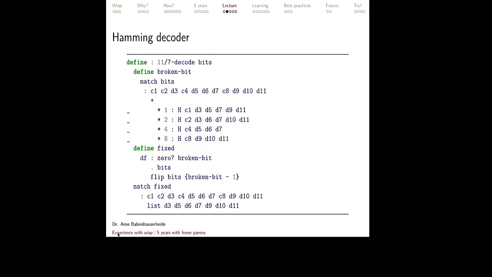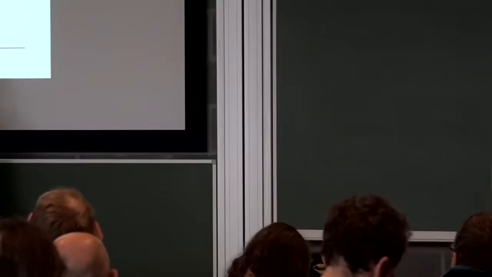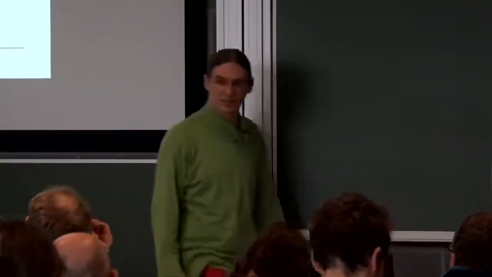It takes the bits here. The C bits are check bits, the D bits are data bits, and then it just calculates the modulo 2 sum of the first check bit and the associated data bits, multiplies it with 1, and then it does the same for the second check bit up to the fourth. And by adding all these, we find where the bit is flipped. Then it flips the broken bit and just extracts from the fixed bits again only the data bits, so the bits starting with D. Question?